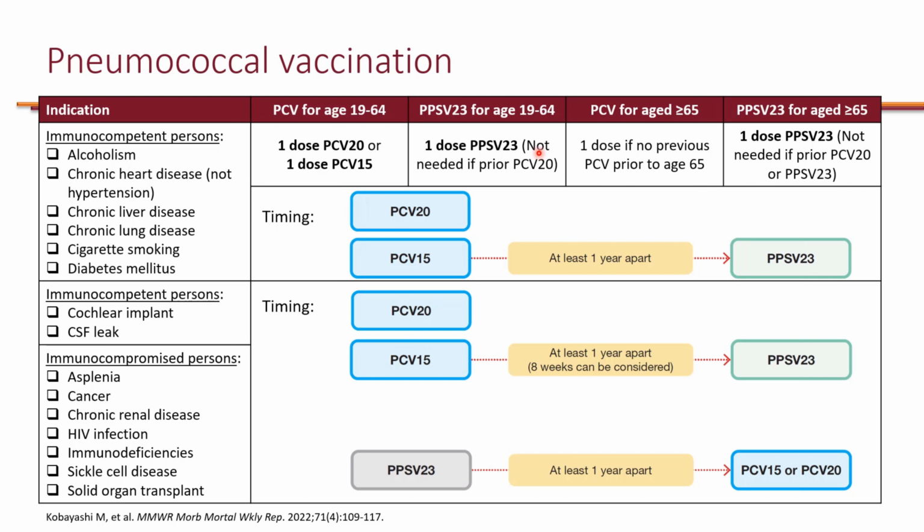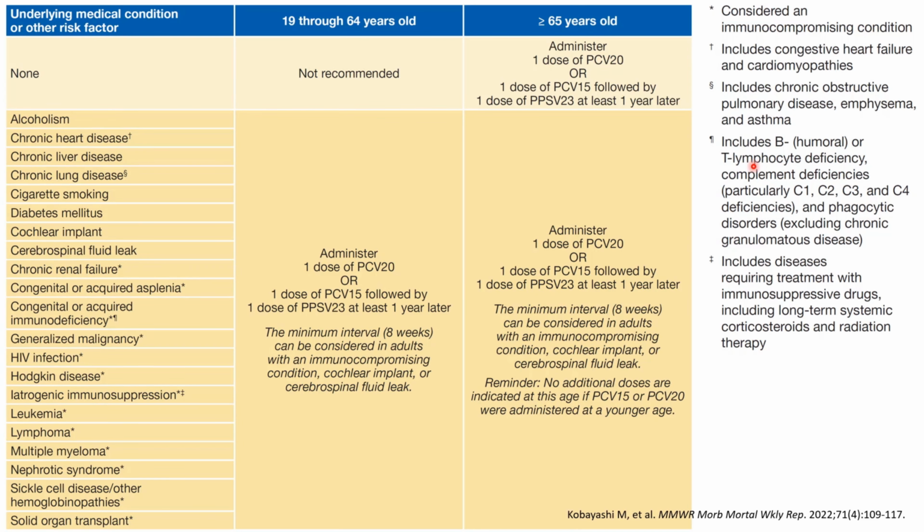Now, if they turn 65 and they had not received this vaccine, it is recommended to get 1 dose of PCV, either 15 or 20, just like before. Or if they had previously received PCV13, they still need to get a PPSV23, or they can even get PCV20 once they turn 65. And here's a summary of what I covered in a table format, which I let you pause this video and review.